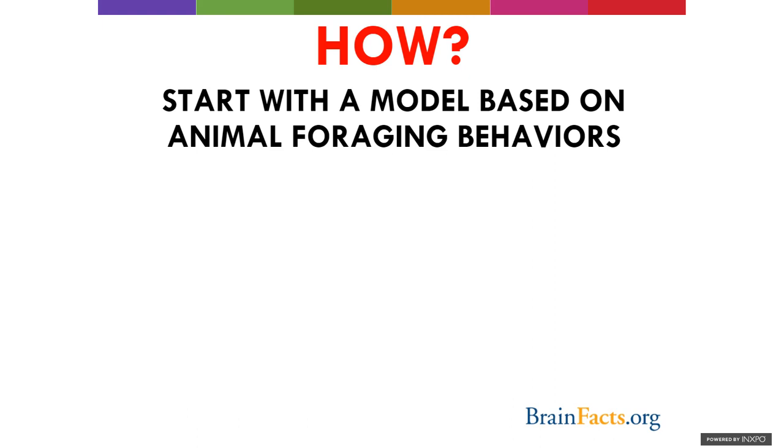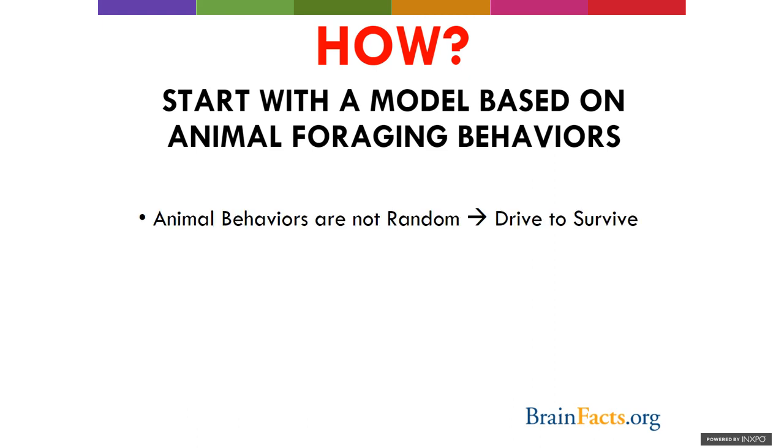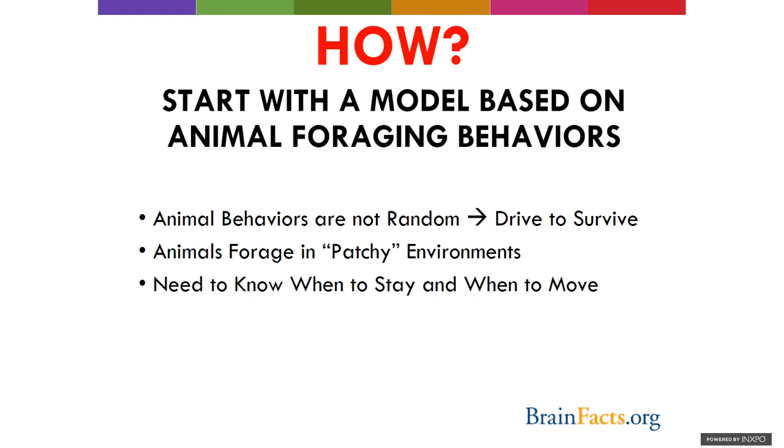So now let's move on to the how. We start with a model that Adam and I developed for our book, The Distracted Mind, based on animal foraging behaviors. In particular, animals are driven to survive, and so their behaviors aren't random. They exist in what are called patchy environments, which are areas, say a squirrel has an acorn, there's a patch of acorns, and they need to know when to stay in that environment and when they need to move because the acorns are running out, and pretty soon they're going to need to find a place that has more acorns.